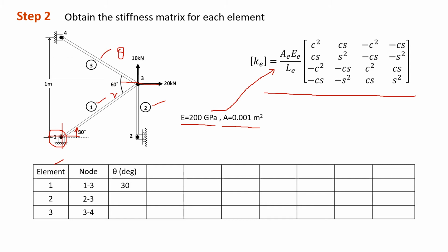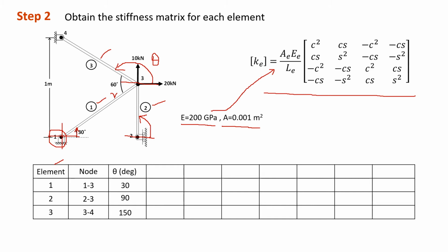Alright, so we continue with the second element. Element 2 is from node 2 to node 3, so theta is from 0 until it reaches this element. So theta will equal 90 degree. While for the third element, it's connected from node 3 to node 4. So from node 3, from 0 degree until that element, that will be theta. In this case, if you solve this theta, we will get 150 degree.